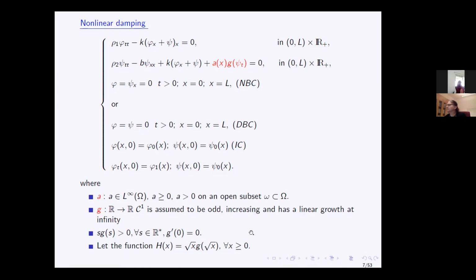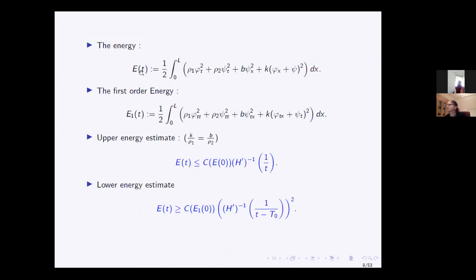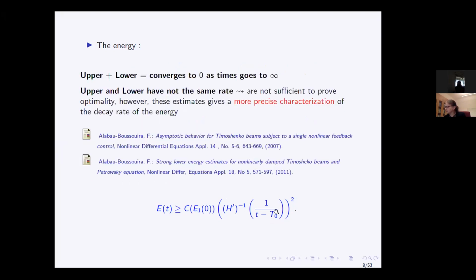With respect to those assumptions, we have that the energy satisfies two estimates. The upper energy estimate, which is obtained under the condition that we have equality between V1 and V2, and also we have a lower energy estimate that is given by this inequality. So as you can see here, we have an explicit expression of the upper energy estimate, but those two estimates are not the same.